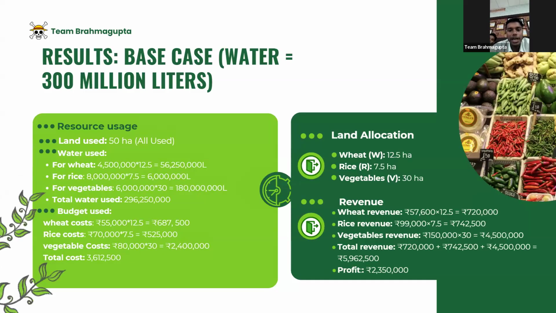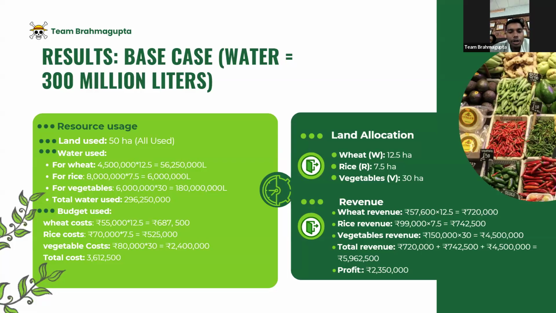The results are: the total water that we have used is 296 million liters, which is not more than 300 million liters of water. And the total land we have used is 50 hectares. The total water that we have calculated for wheat is 4.5 million liters multiplied by the number of hectares that we have used for wheat cultivation. So for wheat, we have used 56 million liters of water, for rice, we have used 6 million liters of water, and for vegetables, we have used 180 million liters of water.